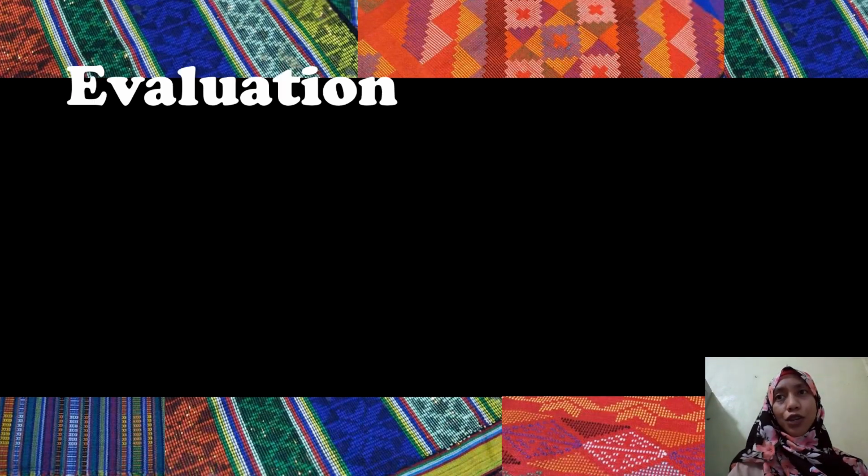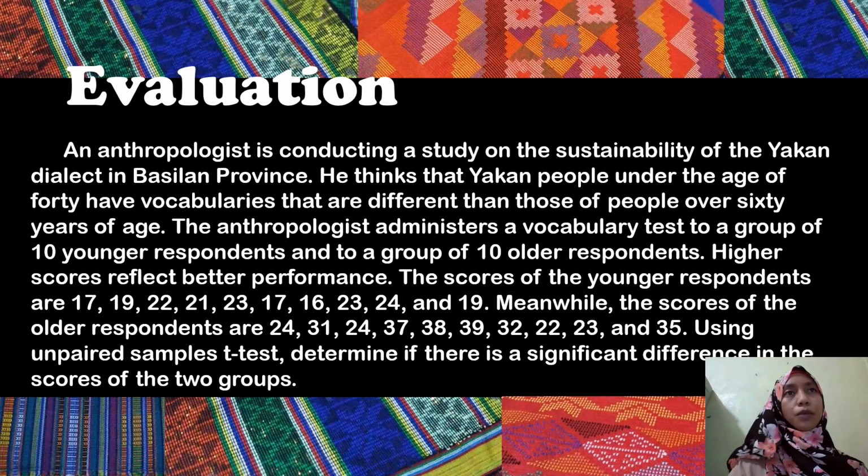For our evaluation, you may take a screenshot of our problem here. So our problem is: an anthropologist is conducting a study on the sustainability of the Yakan dialect in Basilan province. He thinks that Yakan people under the age of 40 have vocabularies that are different from those of people over 60 years of age. The anthropologist administers a vocabulary test to a group of 10 younger respondents and to a group of 10 older respondents. Higher scores reflect better performance.